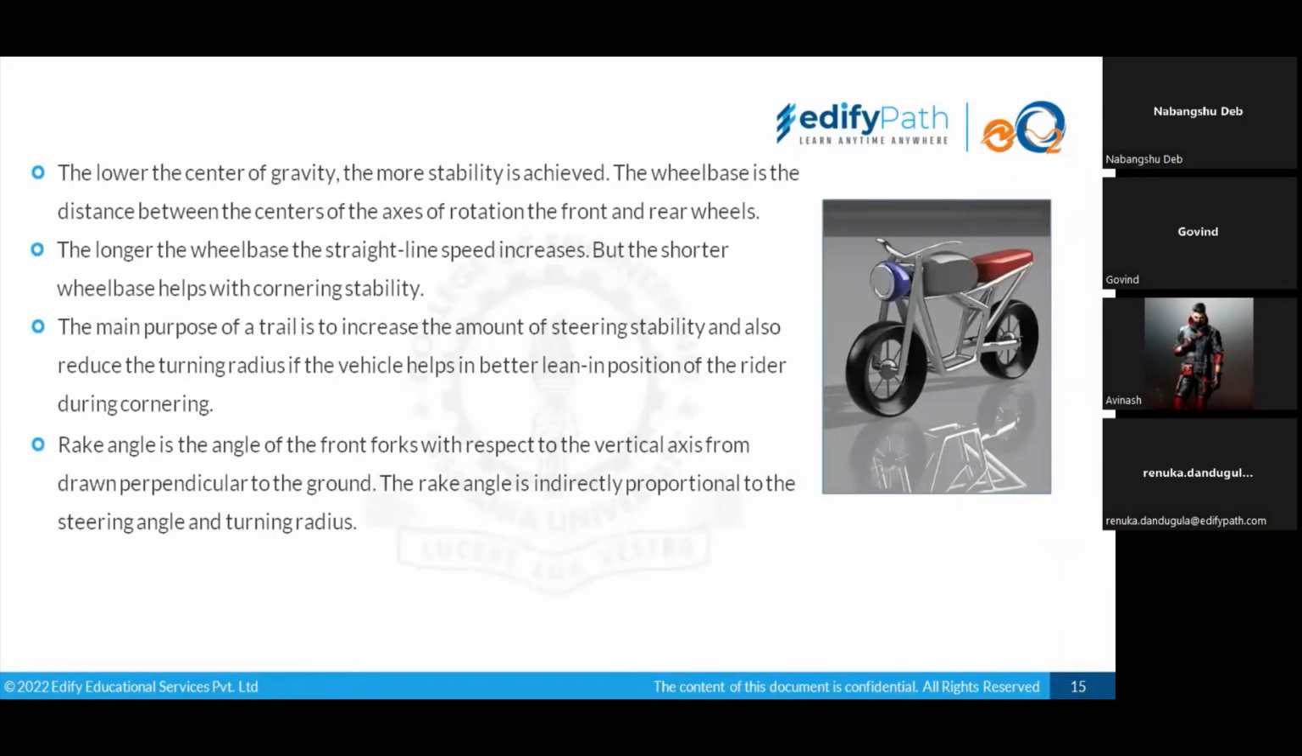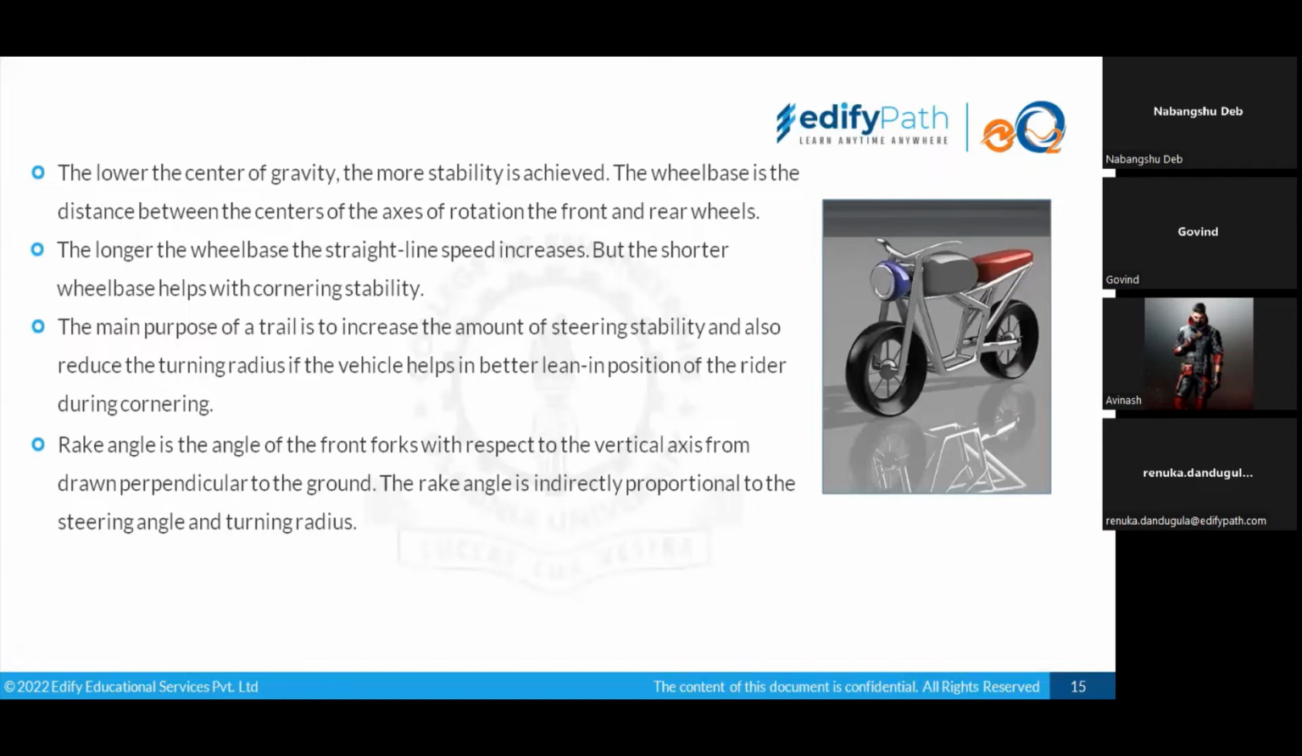The wheelbase is the distance between the centers of the axes of rotation of the front and rear wheels. As I spoke about the wheelbase, most vehicles are defined by the wheelbase, which is the length of the chassis. If you look into it properly, the wheelbase is the length of the chassis. What is the wheelbase? It is the distance between the center of the front tire and the center of the rear tire. And as we spoke in the last slide, the center of gravity should be at the lowest point.